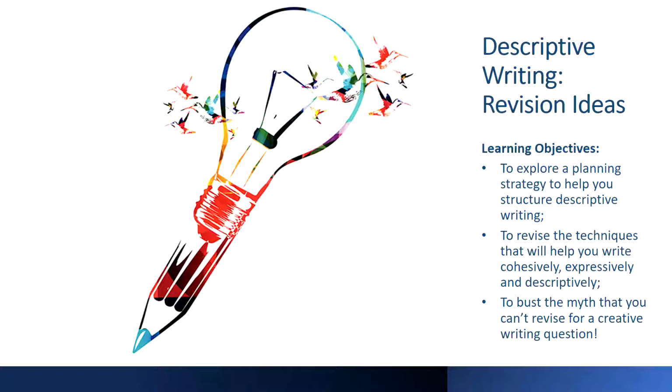We're also going to revise techniques that will help you write cohesively, expressively and descriptively. So that means that your ideas will form a really nice overall picture, so the cohesiveness, almost like the ideas are sticking together and are fluently structured. It's writing expressively, that you can get your ideas across in a way that's interesting and engaging and lively and imaginative for your reader. And obviously descriptively, we'll look first of all at making sure you're clear about the difference between descriptive and narrative writing.